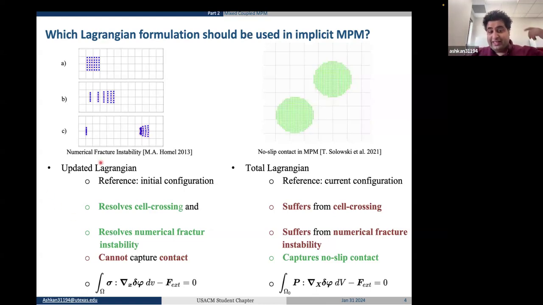But total Lagrangian, which is proposed to resolve this issue, uses the initial configuration as the reference. It resolves all cell crossing and numerical fracture instabilities, but we believe all the advantages which updated Lagrangian has are lost when you use a total Lagrangian formulation.